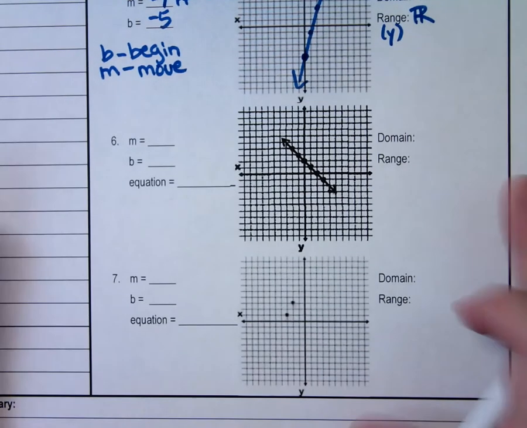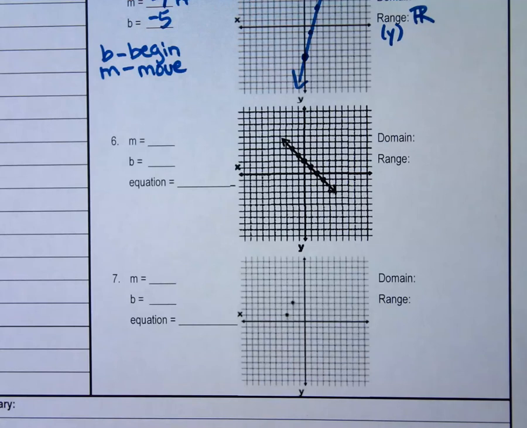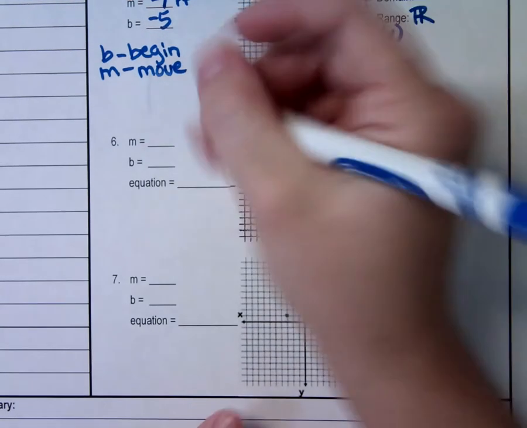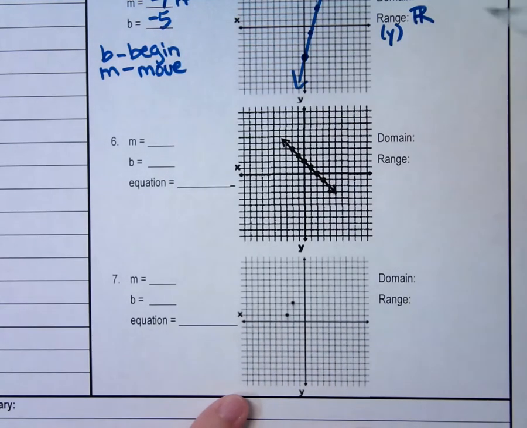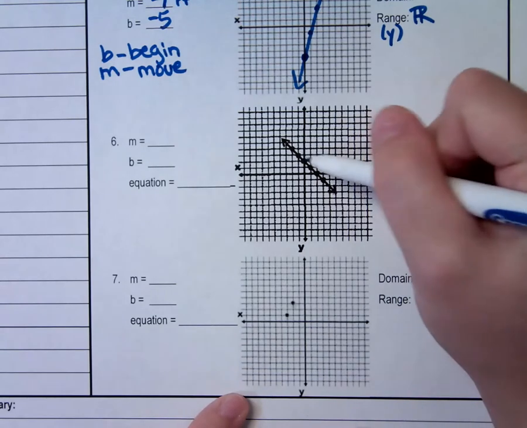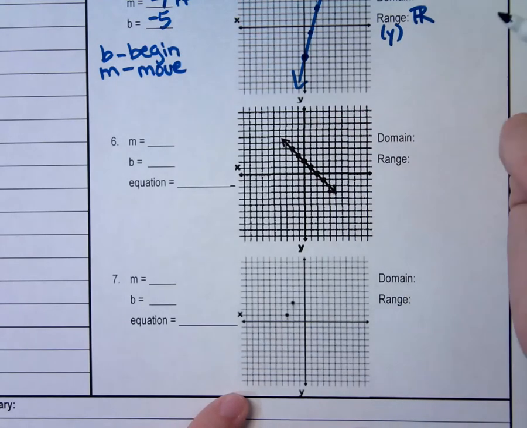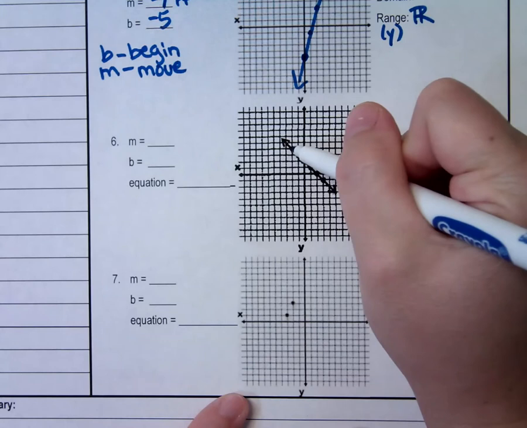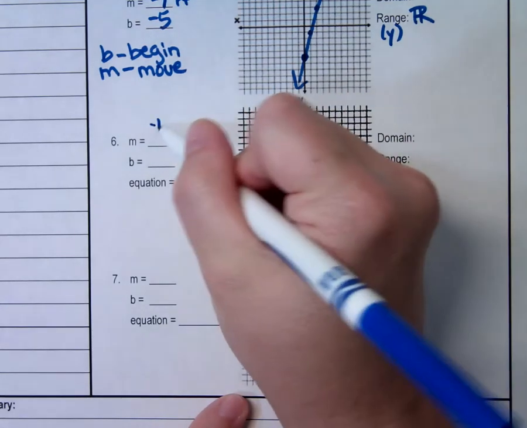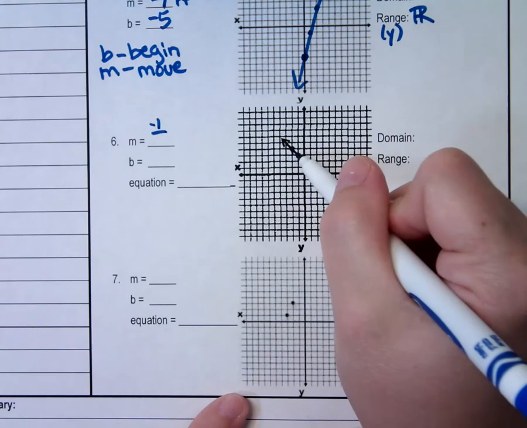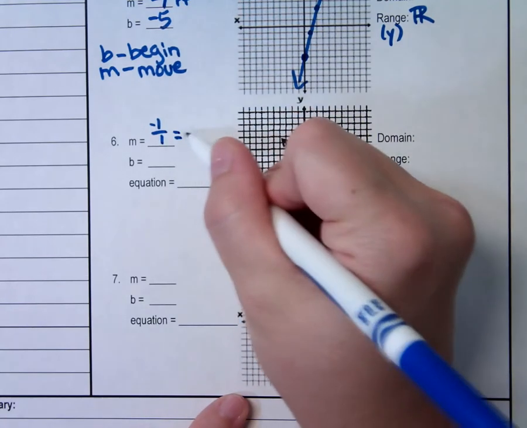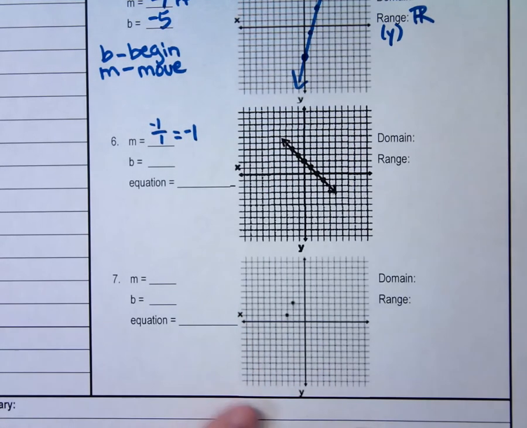Okay, number 6. This time they actually drew the line for us. We just need to fill out the rest of the stuff. So if I want to find the slope, I need to count my rise over run or my fall over run. So I can pick any 2 points on this line, it doesn't matter which 2, and I'm just going to pick this one and this one. So to get from here to here, I fall 1, so that's a negative 1, and I run 1, so that's a positive 1, which I can just think of as negative 1.